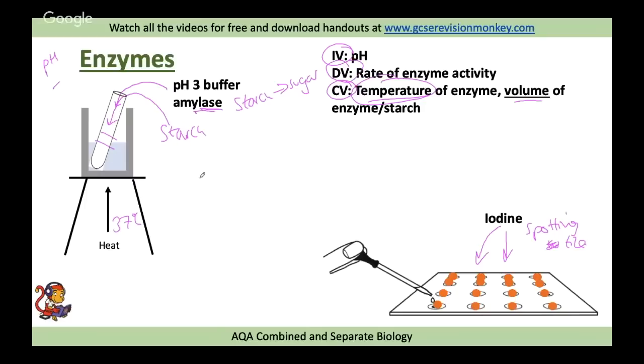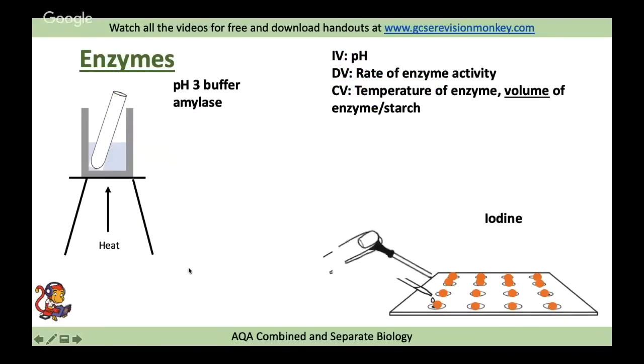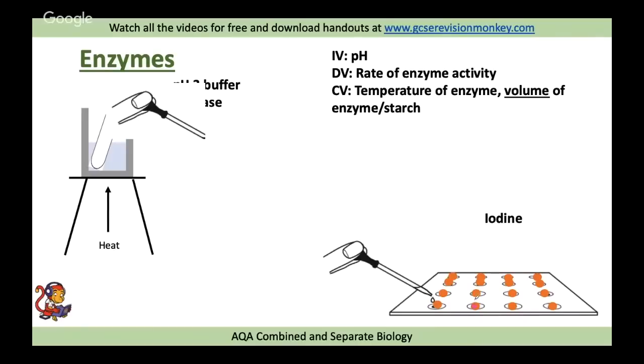And then straight away, we will take a sample out of our test tube and we will place that in the spotting tile. So we'll take a sample out and we will then be able to put that in our spotting tile, and our iodine is going to be testing for the starch. So if starch is present, that iodine is going to turn black. Can't change the colour at the moment, so I can't turn it black, but these ones here will change black.